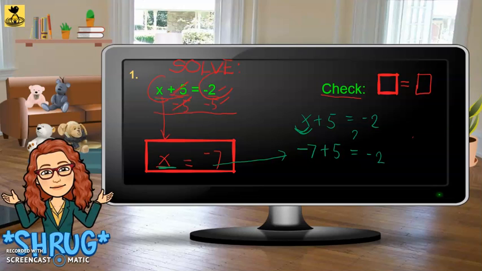That is the question. Is negative 7 plus 5 also negative 2? Of course. So negative 2 equals negative 2. Now we found out that the left and the right have the same values. So then we can conclude that negative 7 is a correct answer.